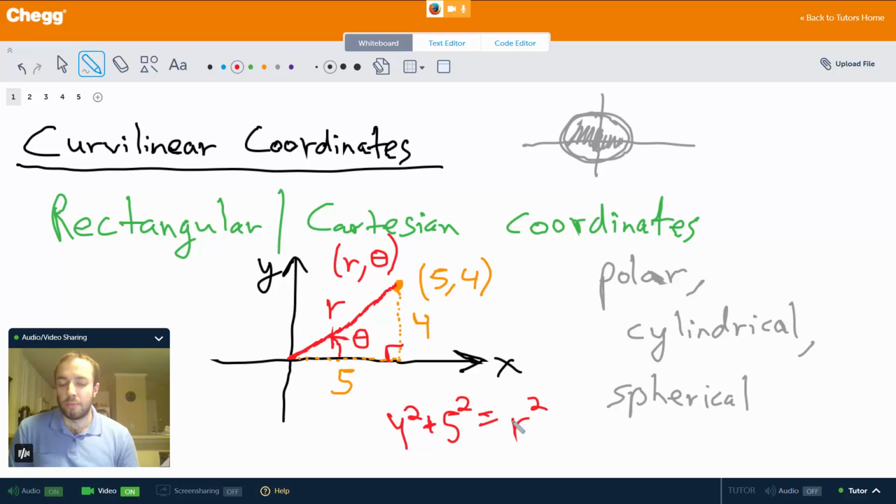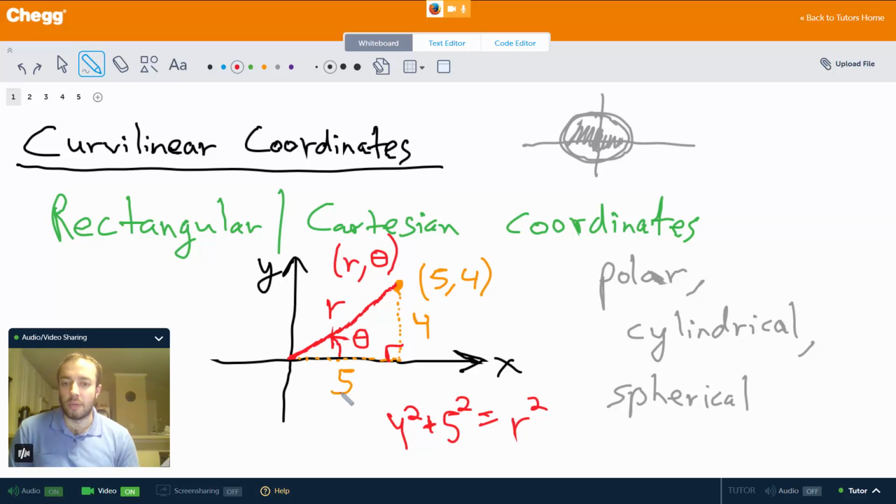And when we take the square root of both sides, we'll have a positive and a negative root. But you always want to take the positive root because r is measuring a distance. R represents a distance. So we always take r to be positive. Okay? And how do we find theta?